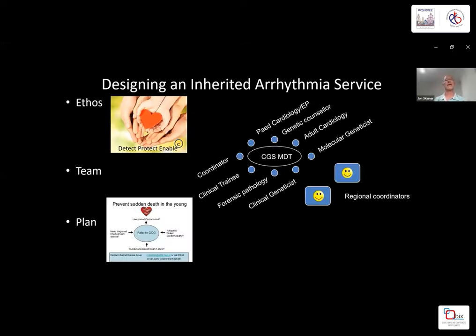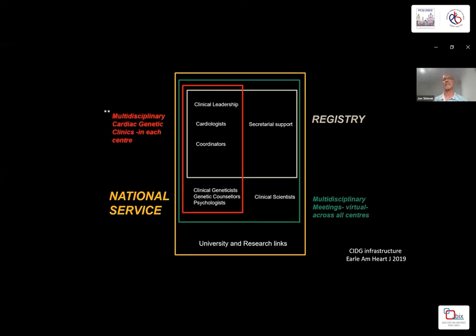You need to form a team, and there they are, and you need a plan. And our plan was a simple one. We had a central coordinator, and if any practitioner from any walk of medicine felt that they had a patient who might have an inherited heart condition, they simply had to refer to this one email address or this one phone number from anywhere in New Zealand.